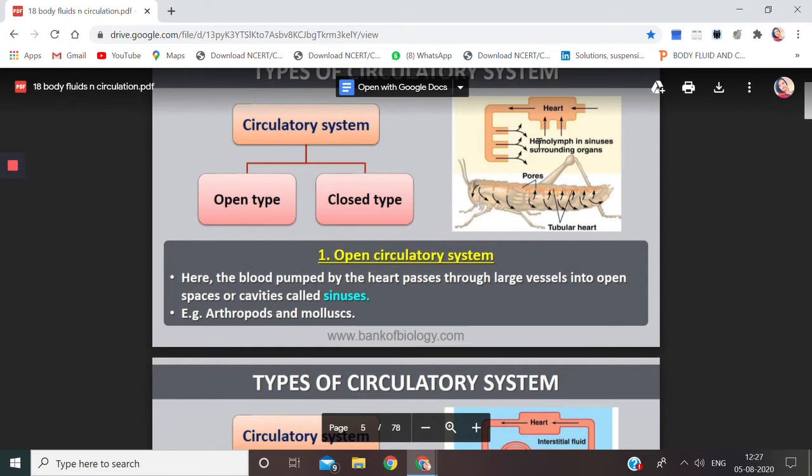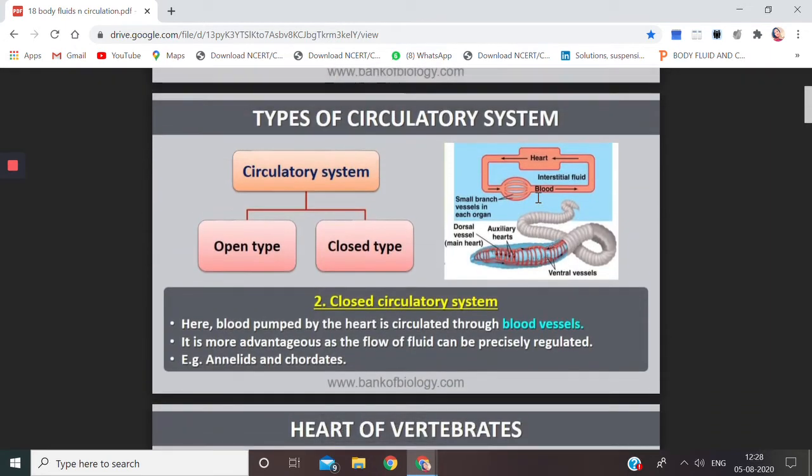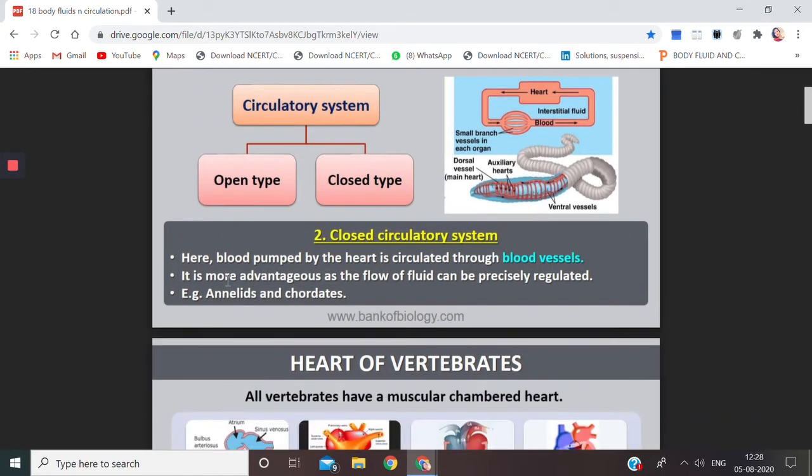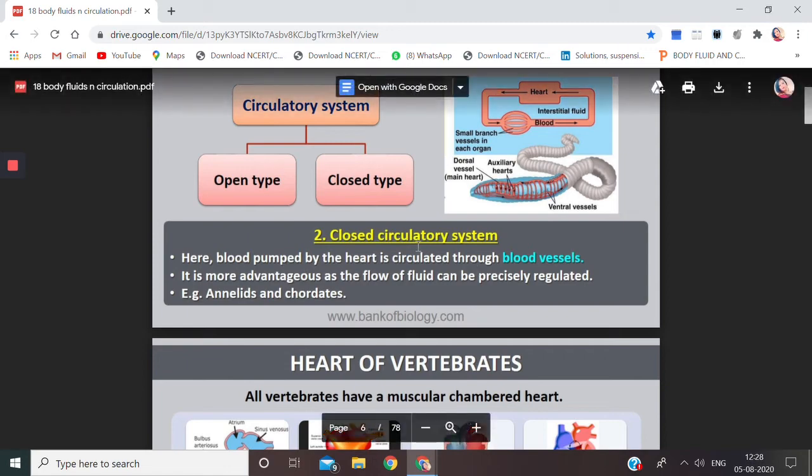But here in the closed type, you see the heart and the main blood vessels. Then the main blood vessels are divided into sub vessels like capillaries, which again join, and this is a closed circulatory system. The blood is flowing inside these vessels from the heart to arteries, then capillaries, and from capillaries again to the veins, heart, artery, capillaries, then veins. This is the closed circulatory system. Annelids and chordates are the examples of closed circulatory system.